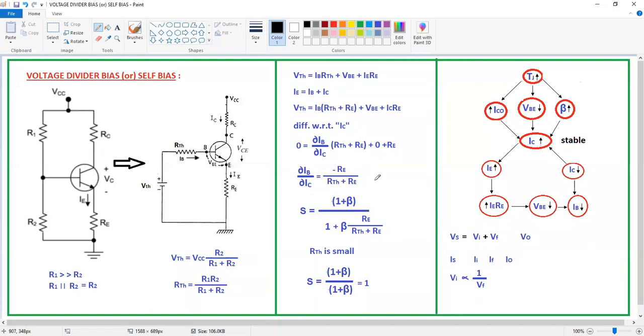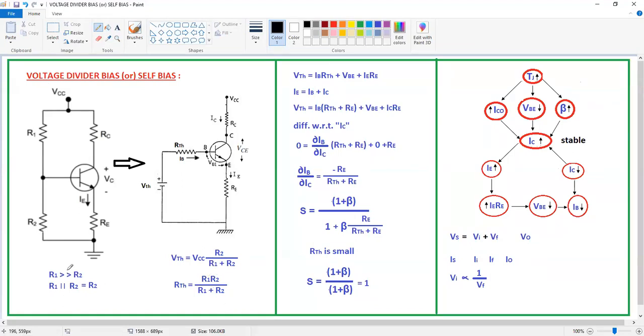Now substitute this equation in the stability factor S. What is the stability factor S? S is given by 1 plus beta by 1 minus beta into dou IB by dou IC. Substitute here. Now S is equal to 1 plus beta by 1 plus beta into RE by RTH plus RE. Now this is the stability factor S. If you observe this equation, here RTH is very, very small. Why? Because RTH is the parallel combination of R1 and R2, R1 R2 by R1 plus R2, which is approximately equal to R2. That means a very, very small value.